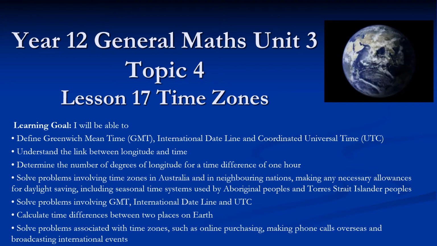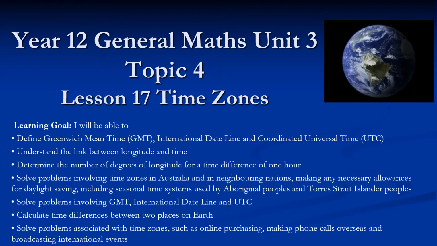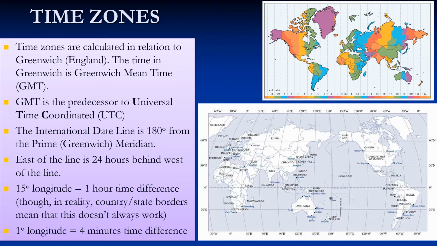So today we want to define Greenwich Mean Time, the International Dateline, and the UTC, or Coordinated Universal Time. We'll understand the link between longitude and time. We'll look at the number of degrees of longitude for a time difference of 1 hour. We'll solve problems with time zones. We'll do that with GMT, the International Dateline, and UTC. We'll look at two places on the surface of the Earth and calculate time differences, and we'll just do some other general calculations. So let's look at some definitions.